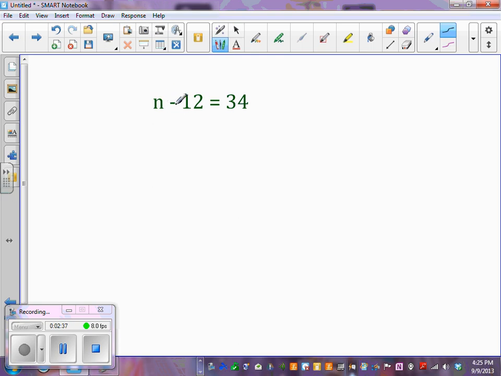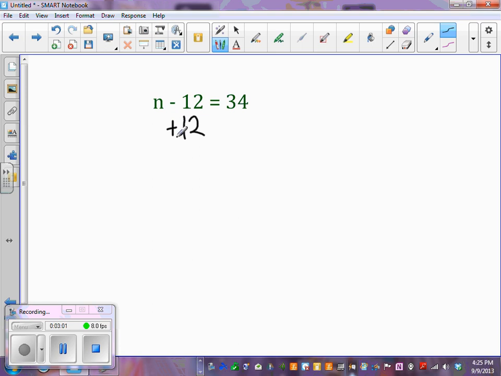Here we have n minus 12 equals 34. We want to get rid of this 12 so that n is by itself. Well, this is subtraction, so we want to do the opposite of subtraction, the inverse operation. So we're going to add 12. Having it be the opposite with the same number, it gets rid of it. So we're going to be just left with n, which is what we wanted.